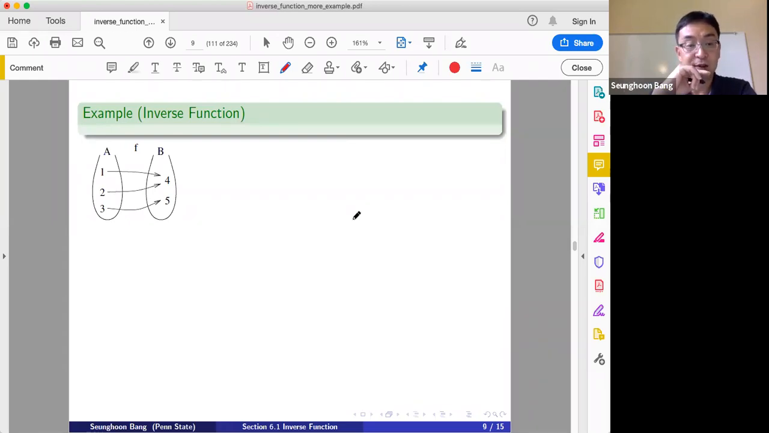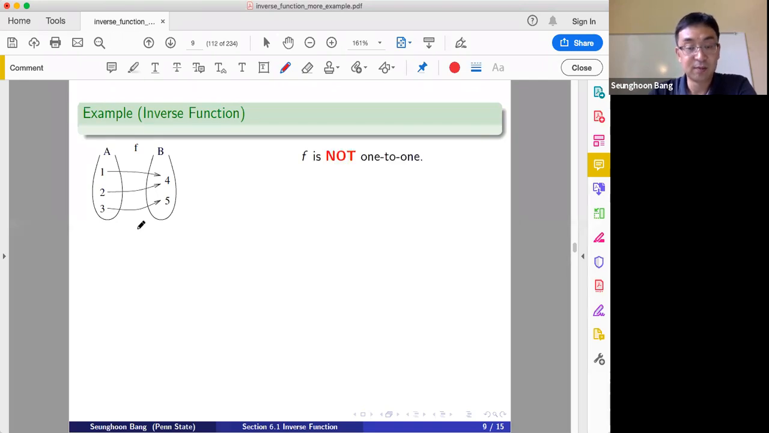Here, function f is given. What do you think? Inverse function exists or not? Could you write your answer? Inverse function exists, could you write yes? Inverse function does not exist, could you write no? So what do you think? Inverse function exists or not? Yes, no. So what are your answers? So write the answer. No. No.